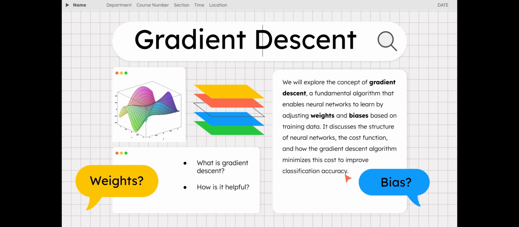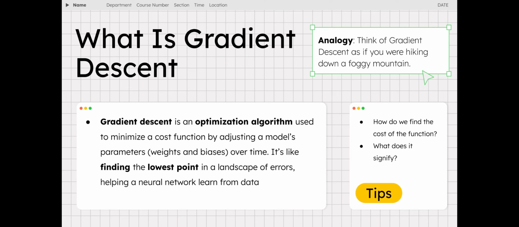So we're going to explore the concept of gradient descent, which is a fundamental algorithm that enables neural networks to learn by adjusting weights and biases based on training data. It discusses the structure of neural networks, the cost function, and how the gradient descent algorithm minimizes the cost to improve classification accuracy. What is gradient descent and how is it helpful?